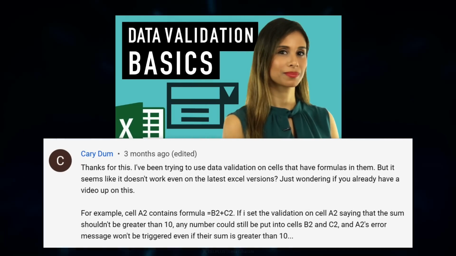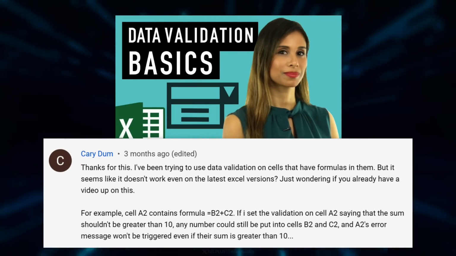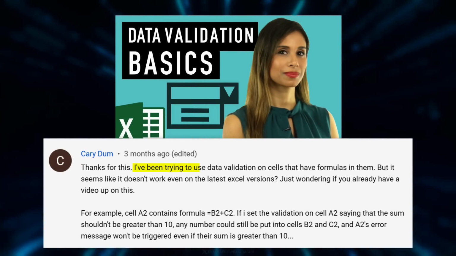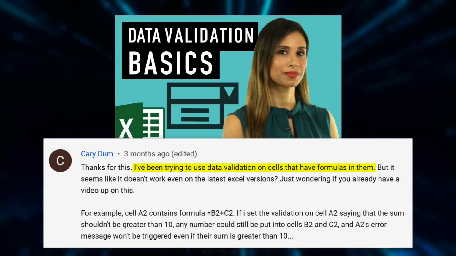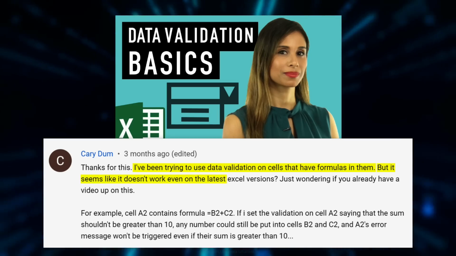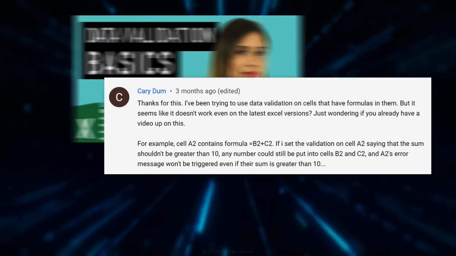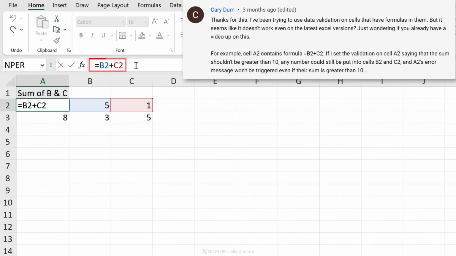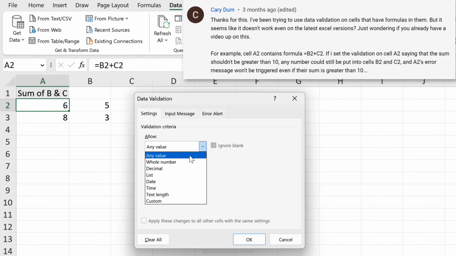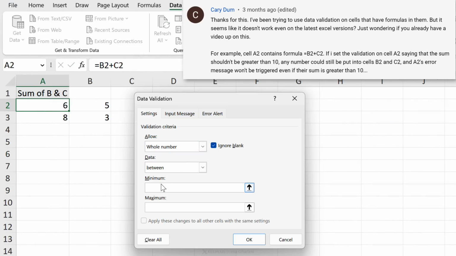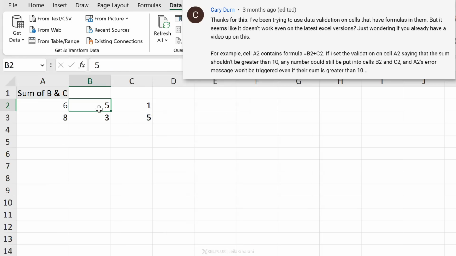Now let's take a look at another question. This comment is from Carrie, and she asks, I've been trying to use data validation on cells that have formulas in them, but it seems like it doesn't work even in the latest Excel versions. For example, cell A2 contains formula B2 plus C2. If I set the validation on cell A2 saying that the sum shouldn't be greater than 10, any number could still be put into cells B2 and C2, and A2's error message won't be triggered even if their sum is greater than 10.